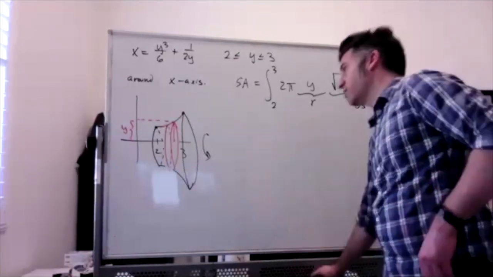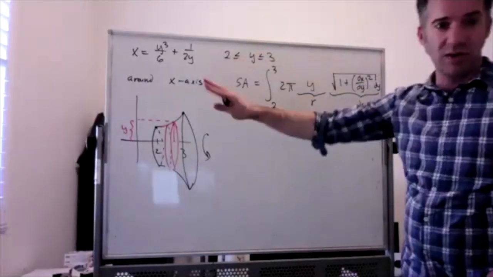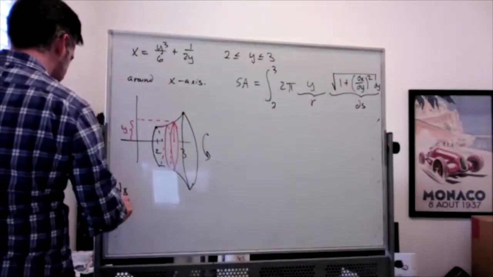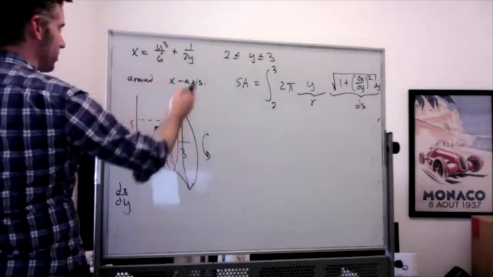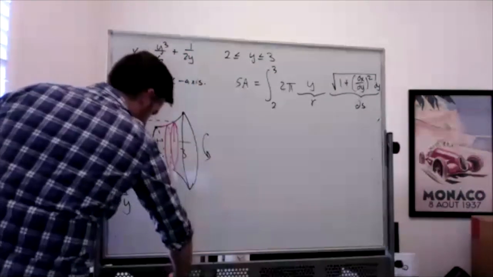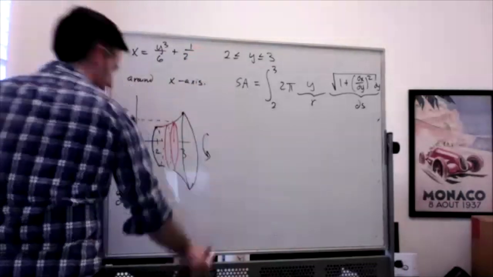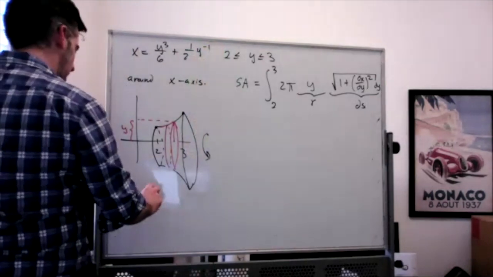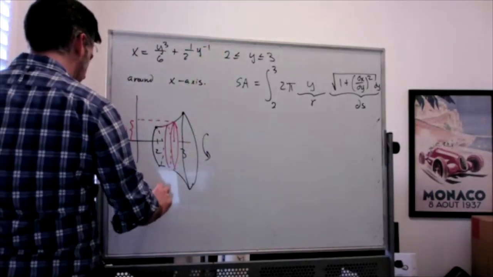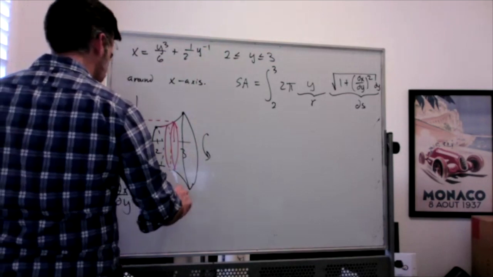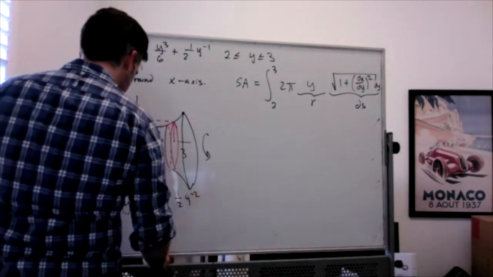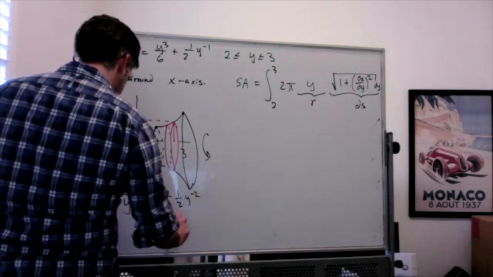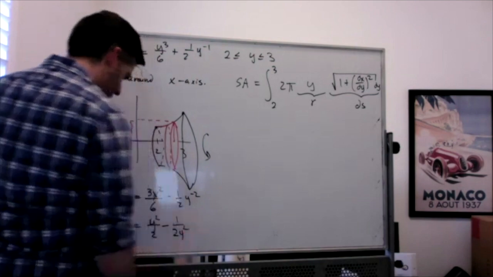So then here's what's going to happen. Let's do the derivative of the curve. I'm going to do it kind of fast. So dx/dy, where x is y cubed over 6 plus 1 over 2 y to the negative first, if you prefer. The derivative is going to be 3y squared over 6 minus 1/2 y to the negative second. Or simplifying a bit, y squared over 2 minus 1 over 2y squared.